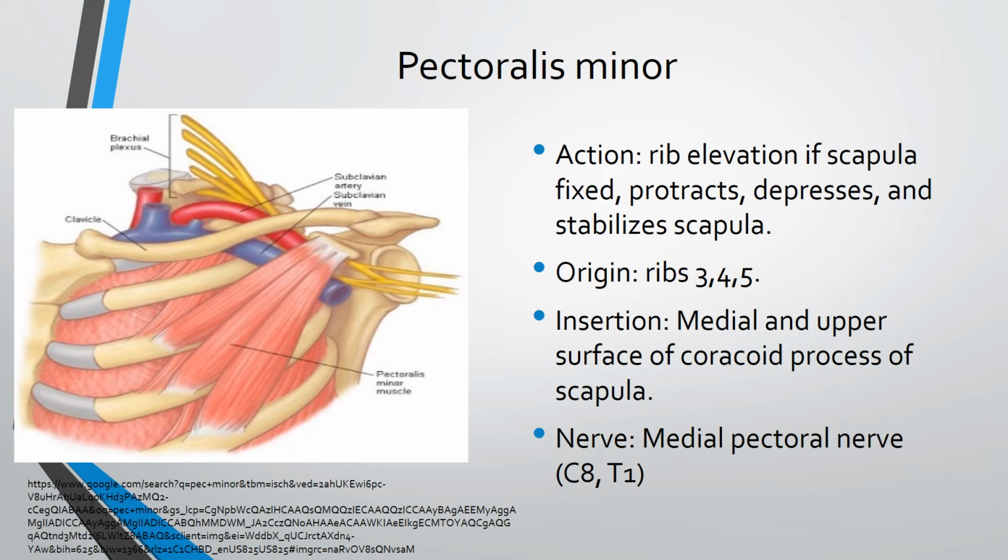The pectoralis minor originates on ribs 3, 4, and 5. The action is rib elevation if the scapula is fixed, protraction, depression, and stabilization of the scapula if it's not. The insertion is the medial and upper surface of the coracoid process of the scapula, and the nerve is the medial pectoral nerve C8 and T1.